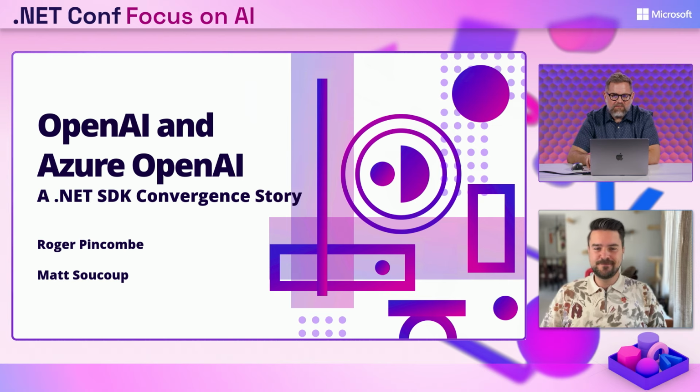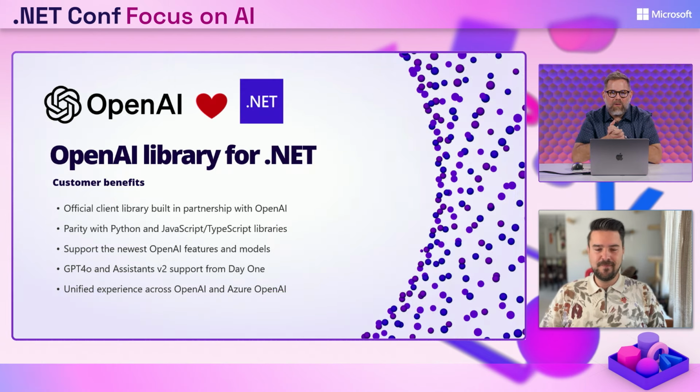Let's jump right into this. I really want to hammer home that this is the official OpenAI library for .NET, and that comes with a ton of benefits. It has feature parity with the Python and JavaScript libraries and so on, so day one, we have support for everything. We have the latest and greatest OpenAI features and models, including GPT-4o and Assistants support from day one. And we have a nice unified experience across OpenAI and Azure OpenAI, which we'll be demoing and showing.